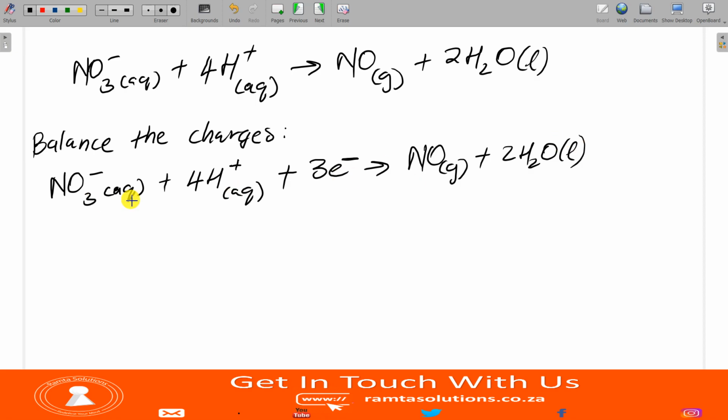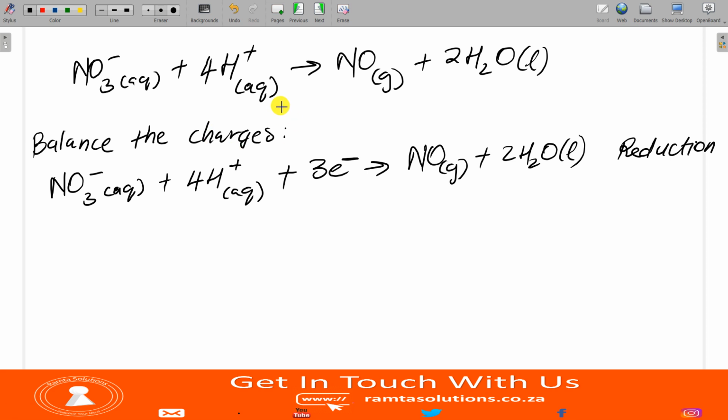As you can see now, electrons are on the reactant side. So this is a reduction half. Okay, this is a reduction half.